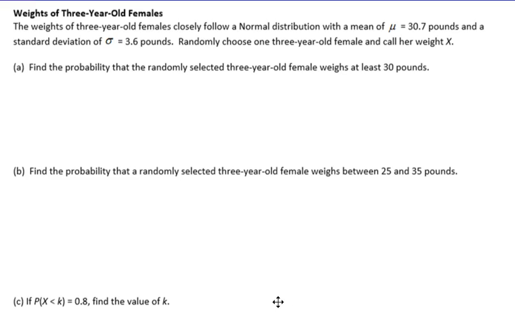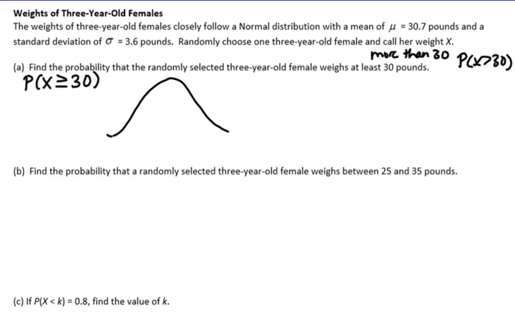Find the probability that the randomly selected 3-year-old female weighs at least 30 pounds. So we're trying to find the probability that X is greater than or equal to 30. Now remember we talked about if we just said more than 30 pounds and we said probability that X is greater than 30, that would have been exactly the same probability. Okay? That's what we're trying to find. So we are going to draw a picture here showing this.